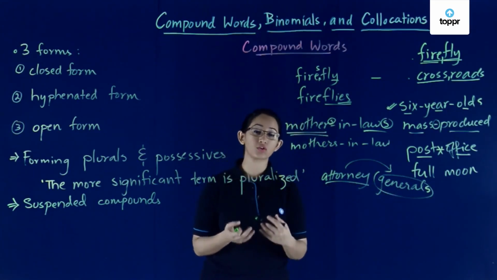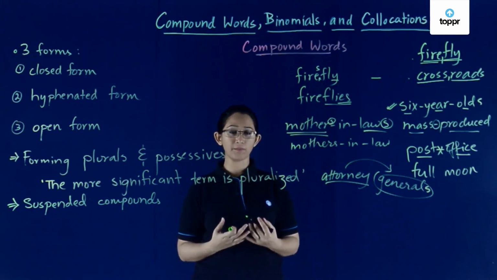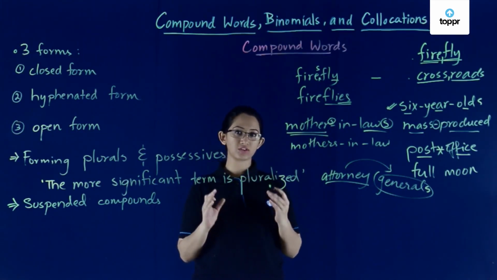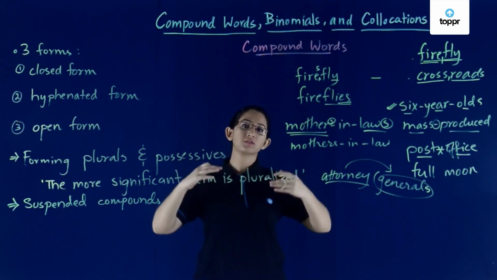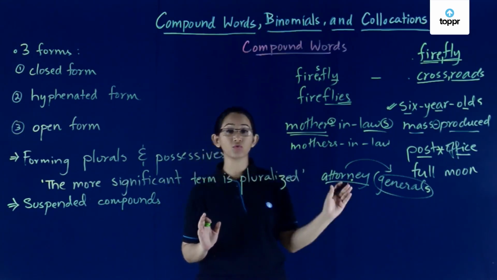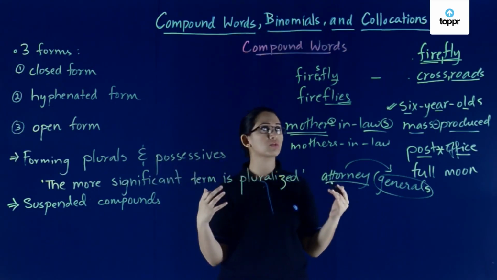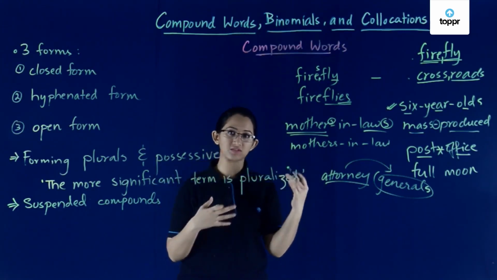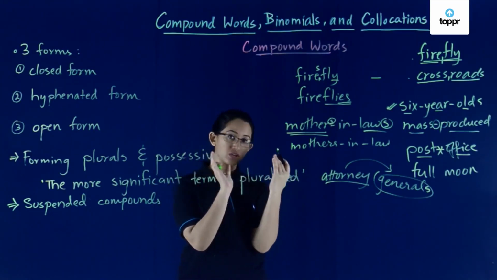So make sure when you want to form the plural or even the possessive of a compound word, you understand which is the more important or significant word and attach the pluralized form to that word. Now, we've looked at how to form plurals. What about possessive? In order to form a possessive, you know that normal words would take an apostrophe and an S, depending on whether it has an S at the end or doesn't. We already took a look at the rules.